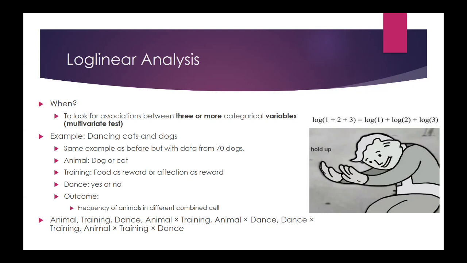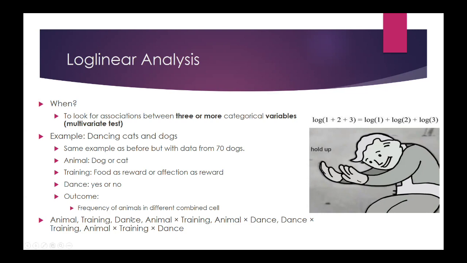So using our same example that we used with the dogs and with the cats, we're going to add dogs to it. So now we have a 2 by 2 by 2 contingency table. And what we're looking at is if dogs or cats are more likely to dance if they have food or affection as a reward.